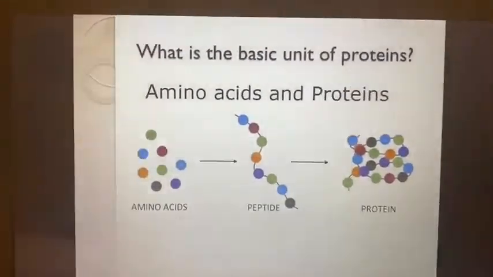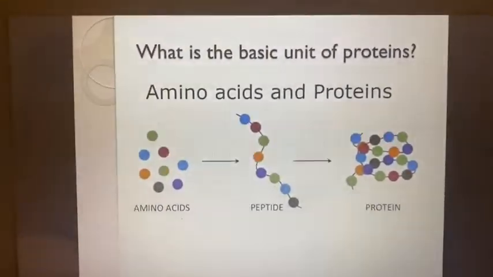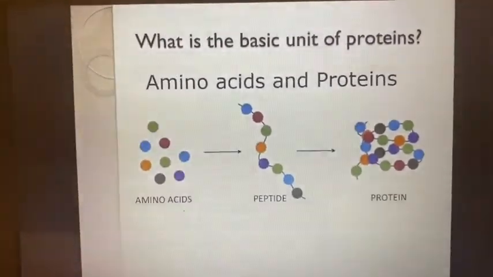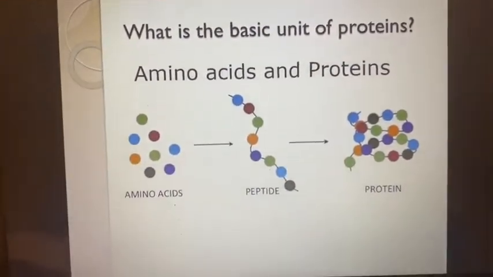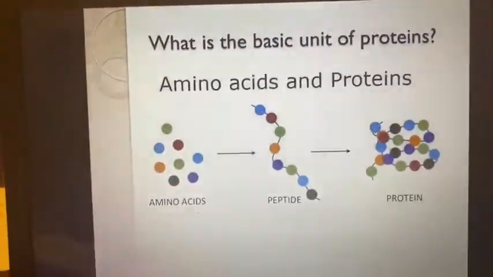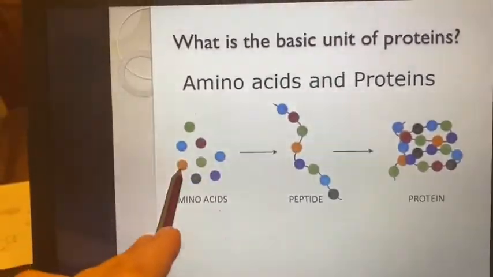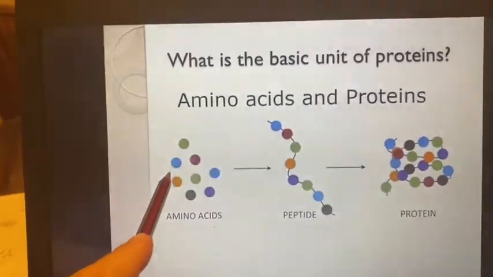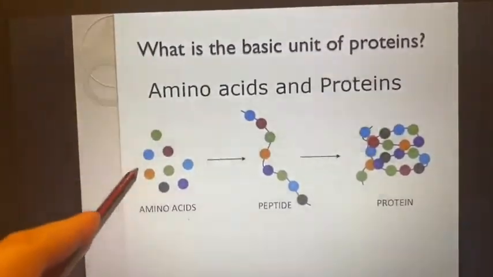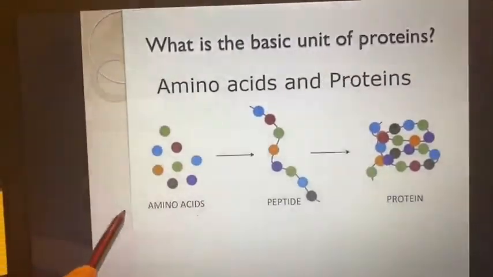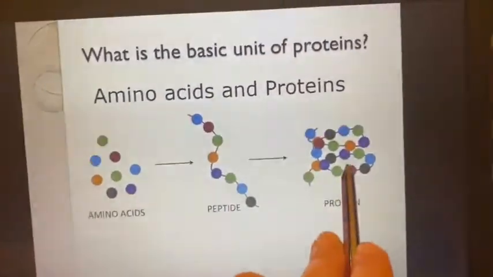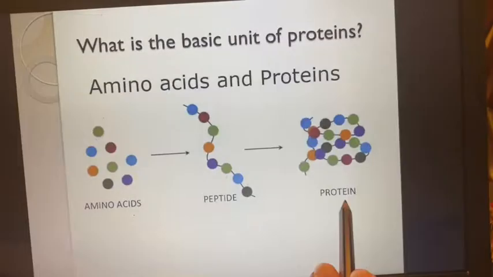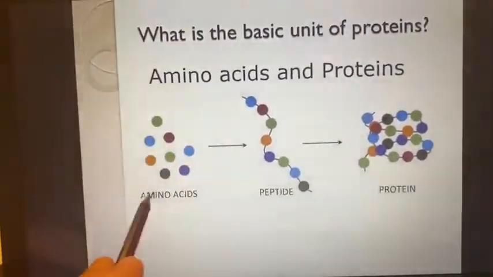At the beginning, what is the basic unit of proteins? When the proteins are digested in your body, they are broken down into smaller molecules, or let me say in chemistry, we call them the monomers. These monomers are called amino acids. The basic unit of proteins are the amino acids.